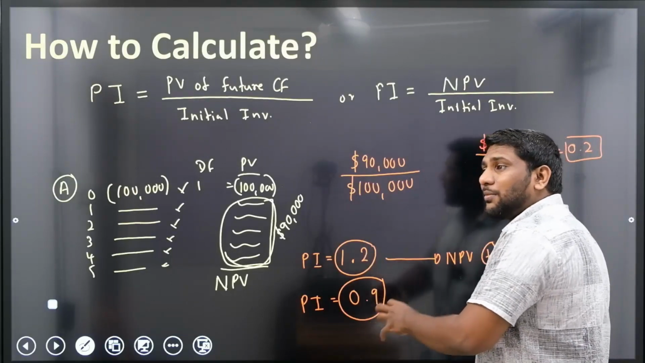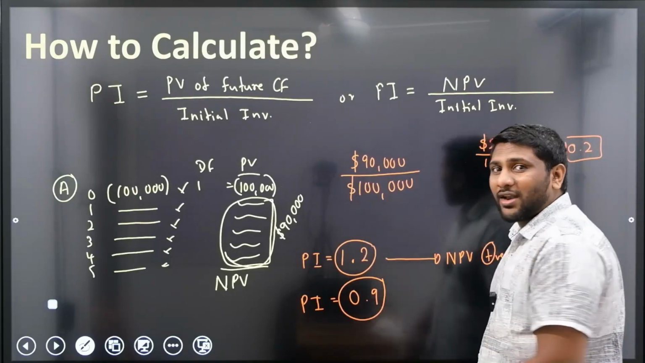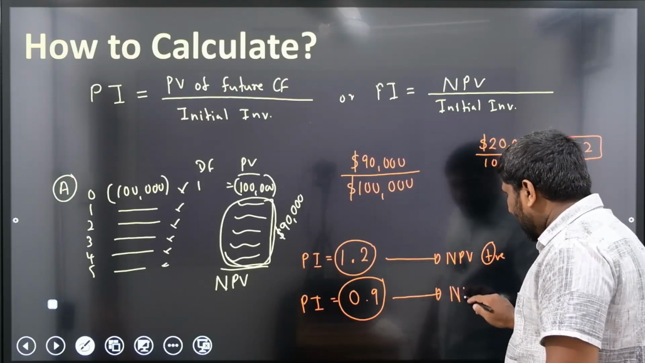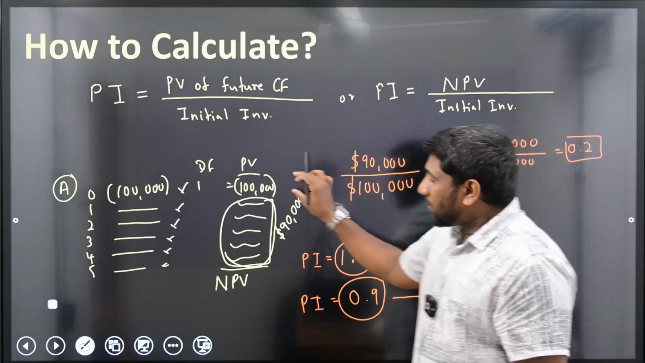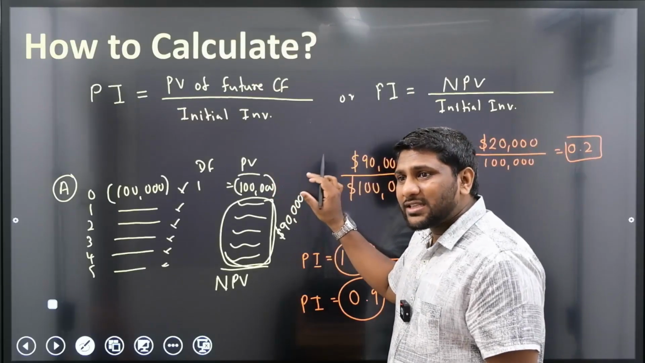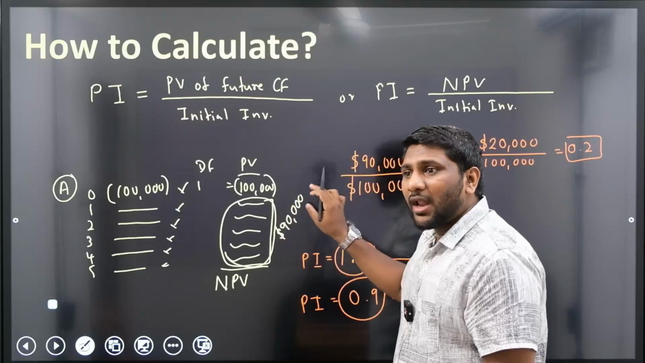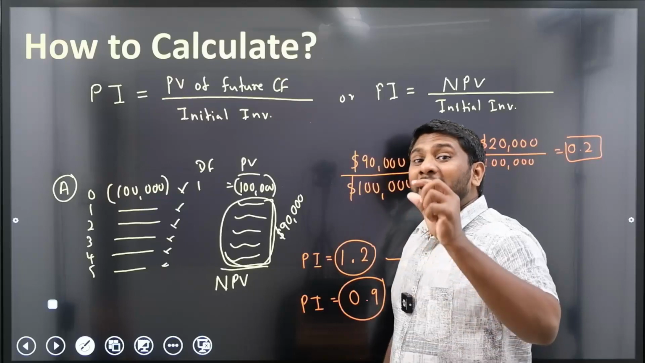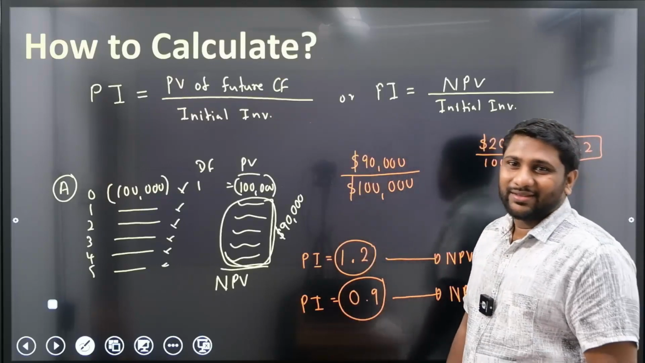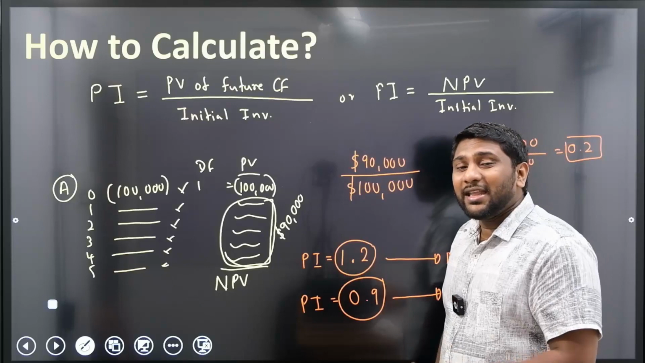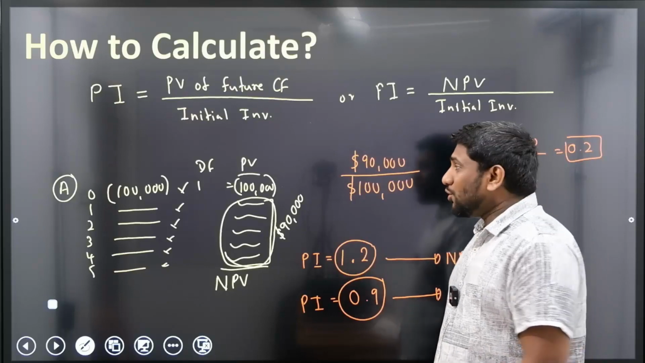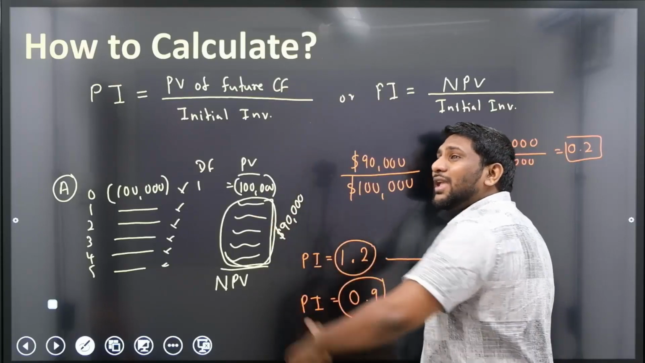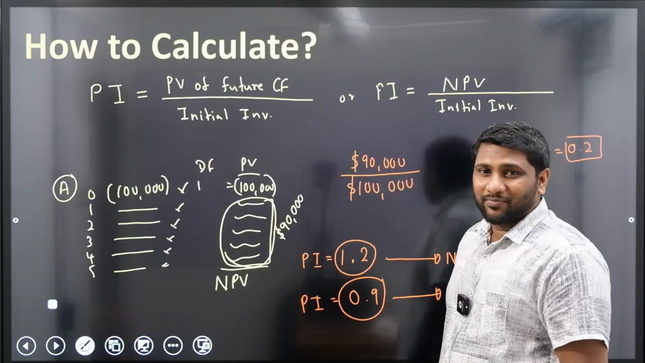So if your profitability index is less than 1, understand, what does that mean regarding your NPV? Look at this. Present value of outflow investment is 100,000. Present value of inflows only positive 90,000. Then what is the net present value? Negative 10,000. So you are not generating enough return at least to cover your investment in today's value term.